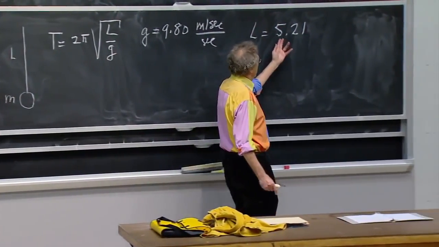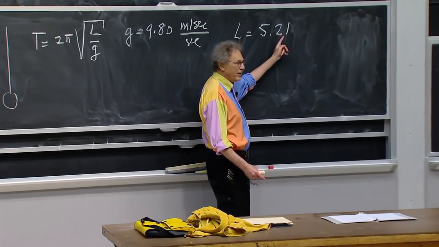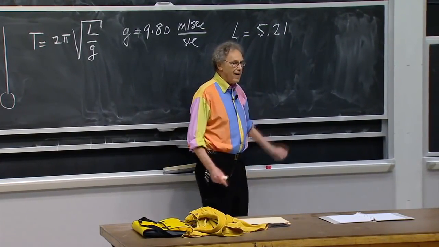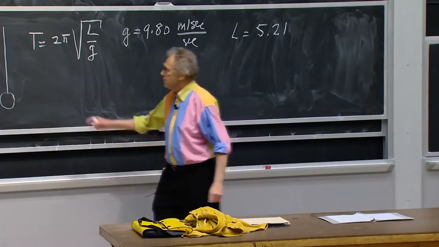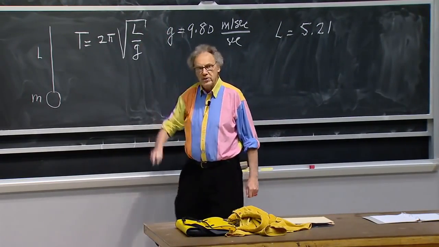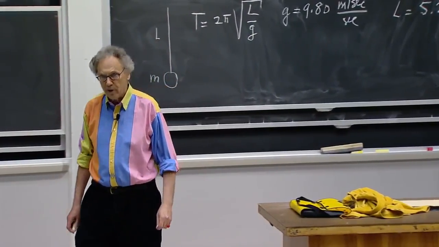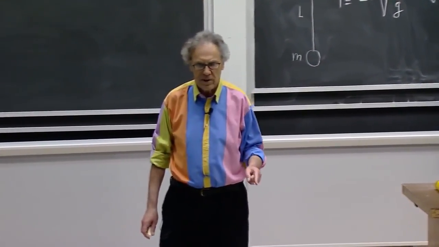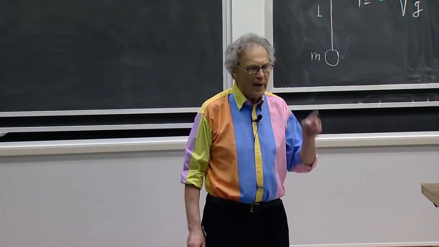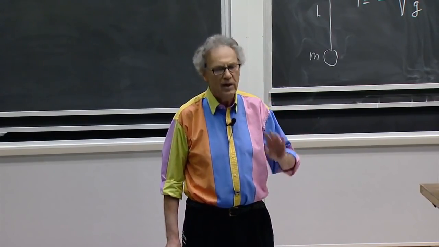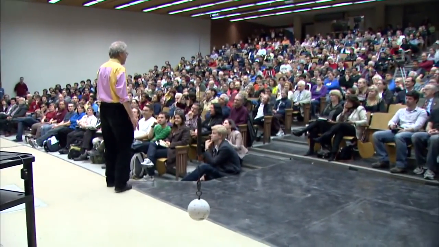That means that 5 centimeters is 1% out of 521. But since L only shows up as the square root, it means the uncertainty in the time that we predict is only 0.5%. And if you don't see the reason why the 1% becomes 0.5%, that's okay, just forget about it. You take my word for it.